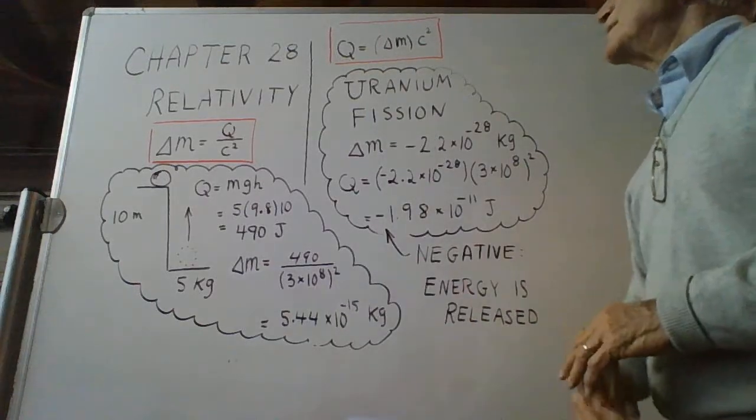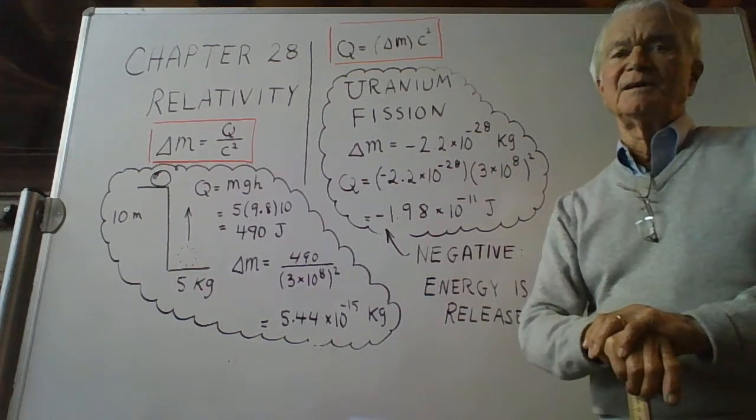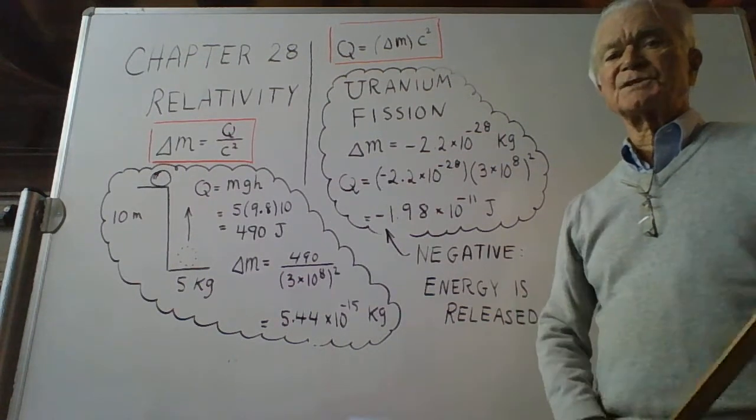This begins chapter 28, dealing with Einstein's theory of special relativity. We'll start with this equation.